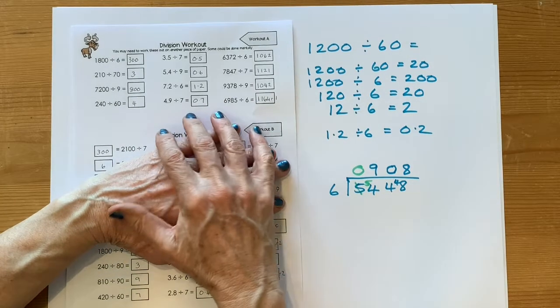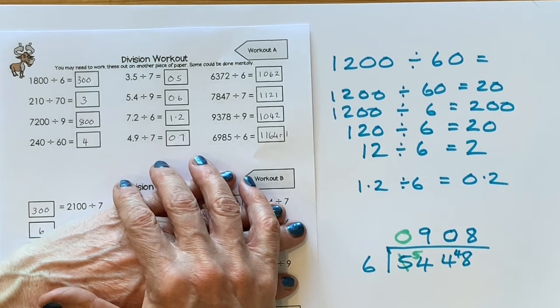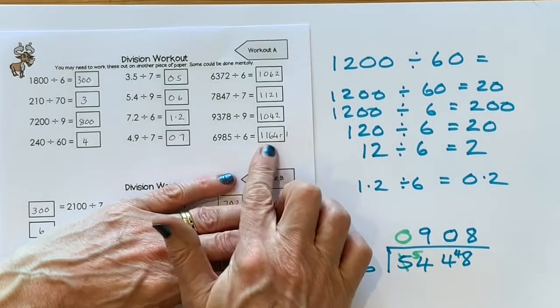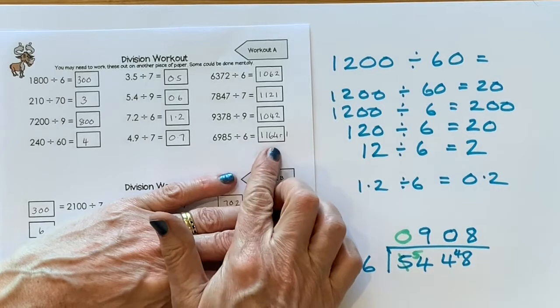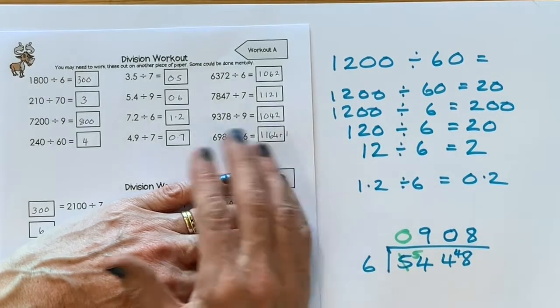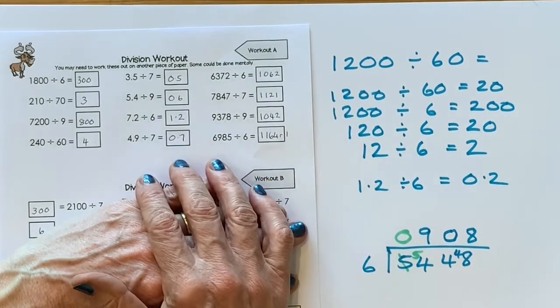So here's the answers to workout A. Have a little mark of these, see how you get on. Sneaky little remainder one at the end here, just to check that you're keeping your eyes on that. So you might have written it as remainder 1. It could have been 1/6. You might have even gone into decimals.